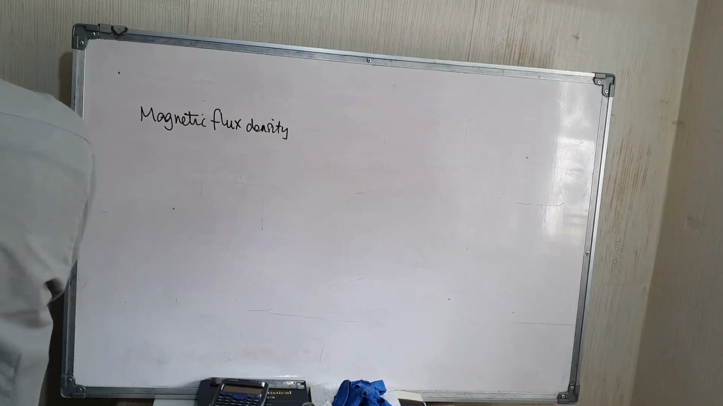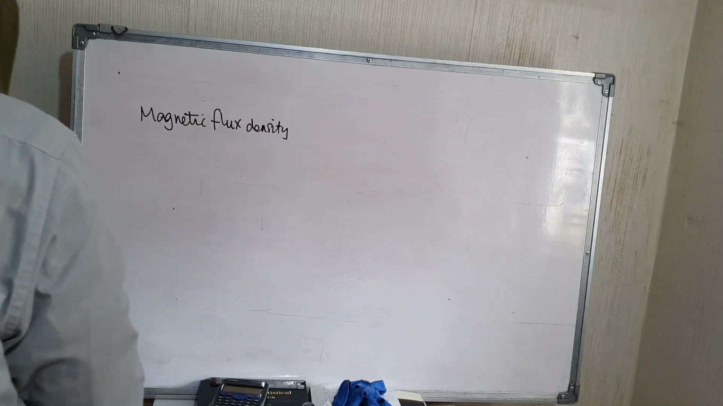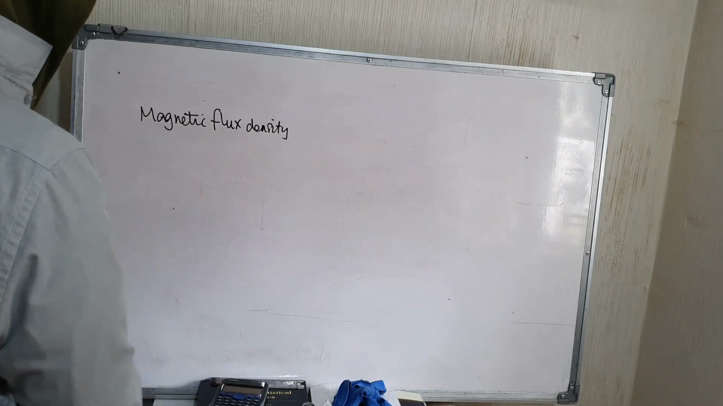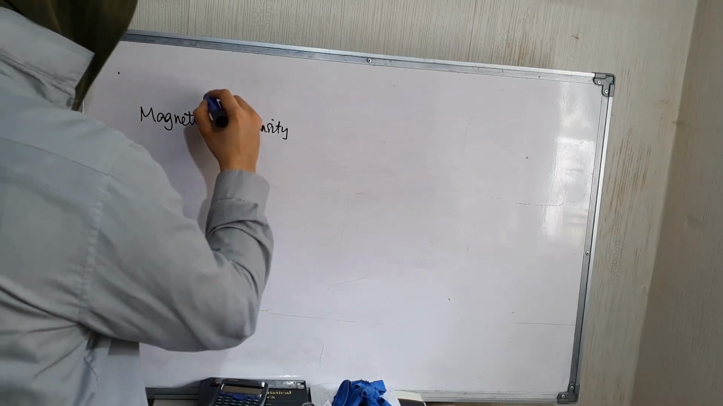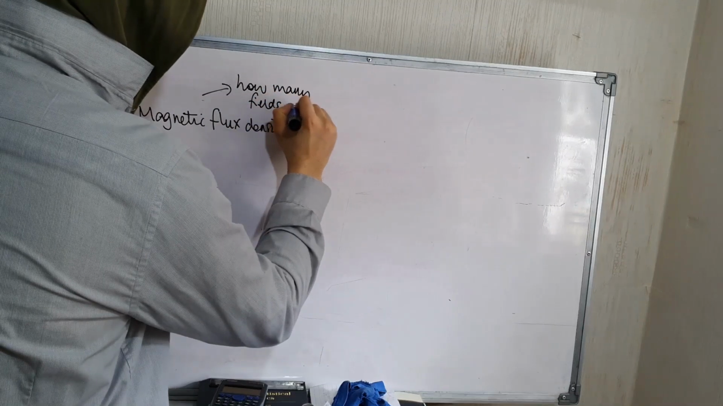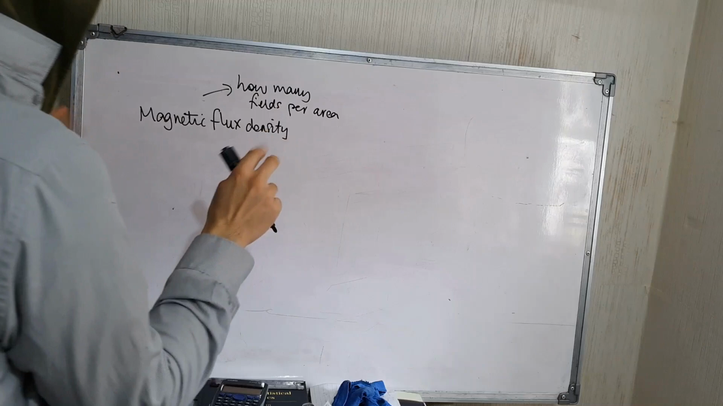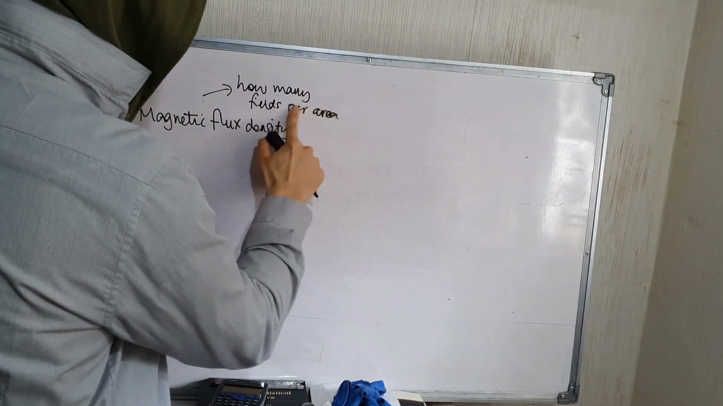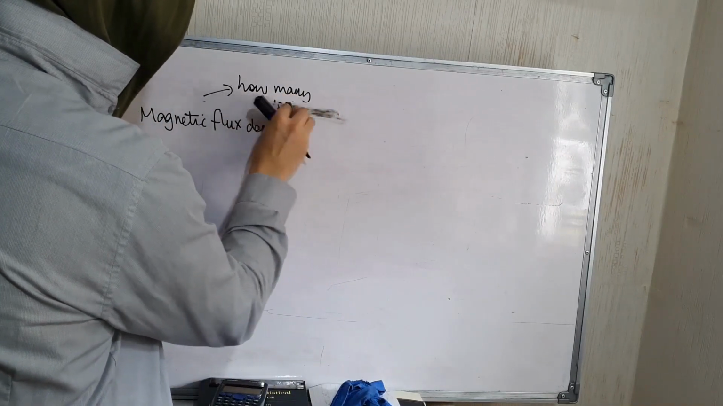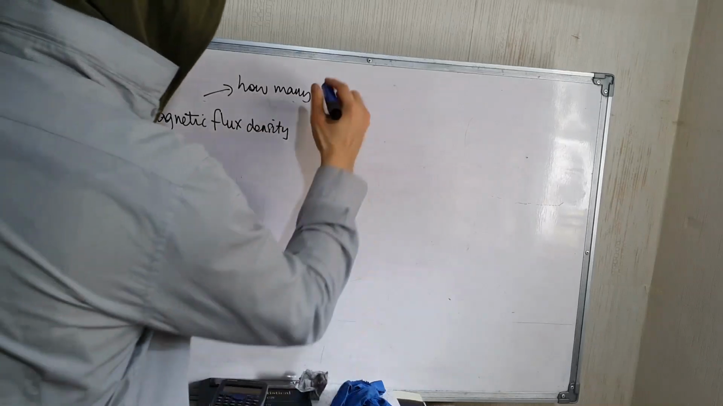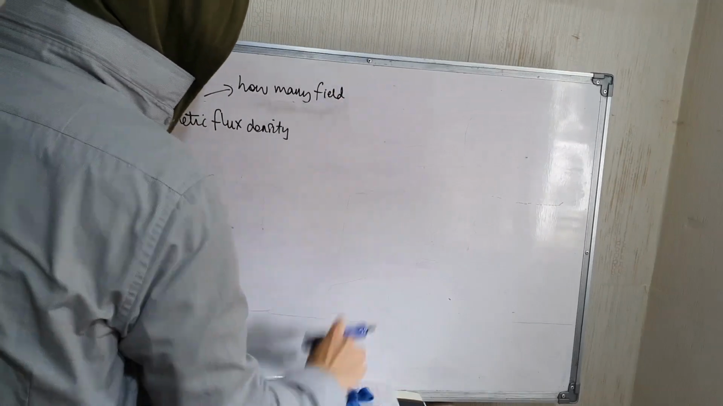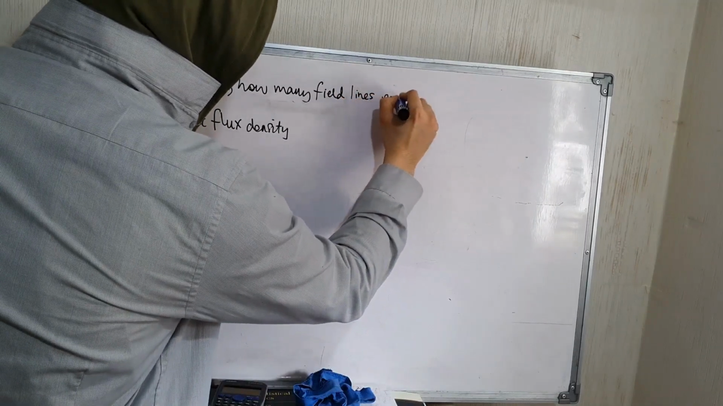Okay, so if you remember, magnetic flux is how many magnetic field lines are coming out of a surface. Now, magnetic flux density is that divided per area. So if you think about it that way, it's how many field lines per area.